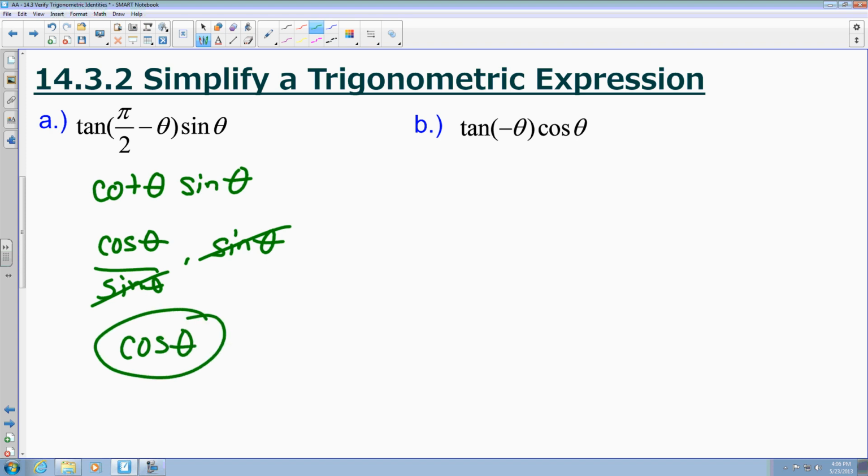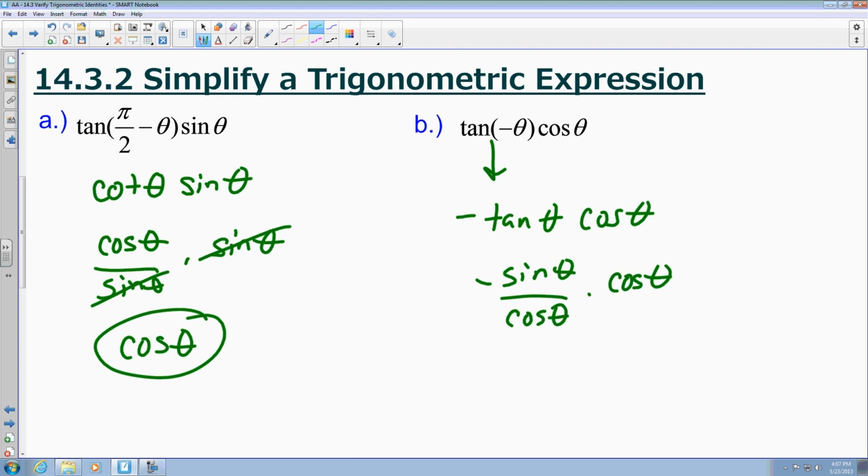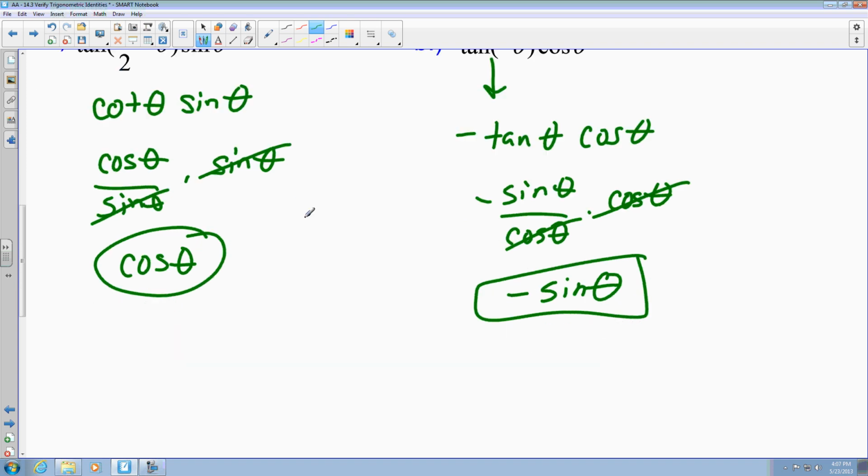Okay. Next, I have tangent of negative theta multiplied by cosine. So go back to my notes. I can rewrite this as negative tan of theta multiplied by cosine of theta. Next, I can rewrite negative tangent as negative sine of theta over cosine of theta, multiplied by cosine of theta. I have cosine in both the numerator and in the denominator, so those cancel. So I'm left with the negative sine of theta.